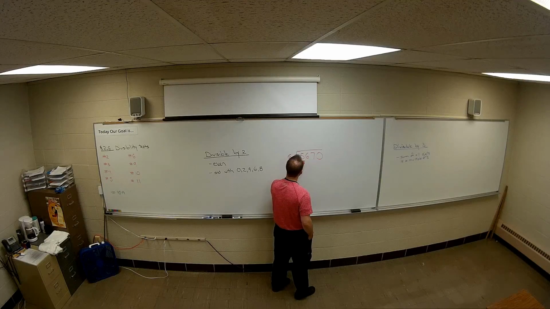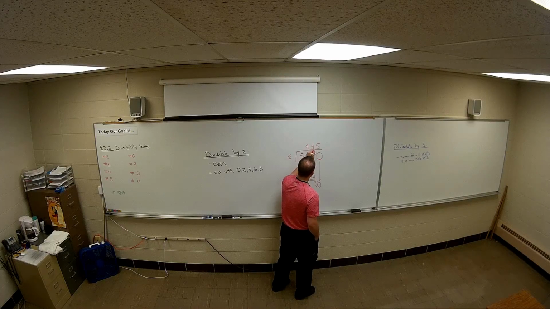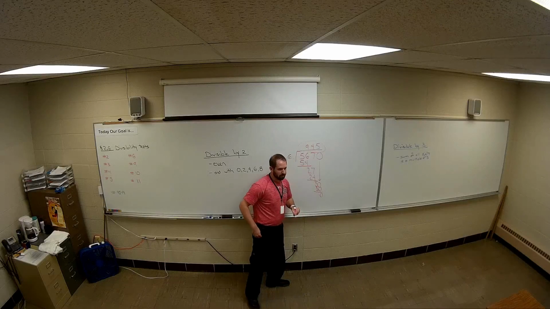6 goes into 56. Let's see, what is 6 times 9? 54. So I subtract, you get a 2, bring down the 7. 6 goes into that 4 times. 6 times 4 is 24. You get a 3, bring down the next number, 0. 6 goes into 30 5 times perfectly. And you actually get a remainder of 0. So it worked out perfectly.